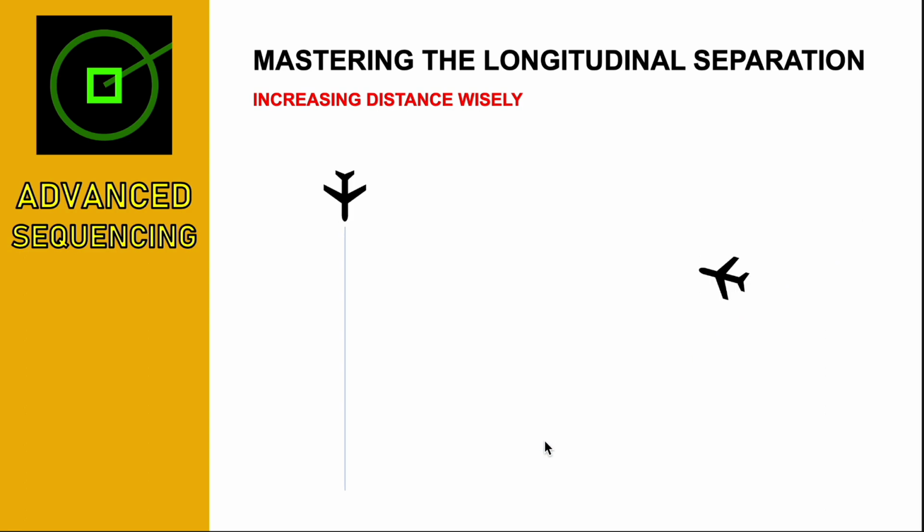Another situation here, if you want to increase distance because these traffics are very close to each other, of course you're not going to give this direct vector because they will maintain the distance. You want to give a more open vector so you can increase the distance.